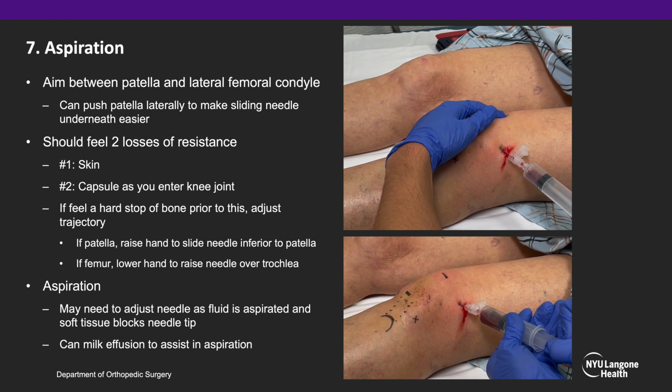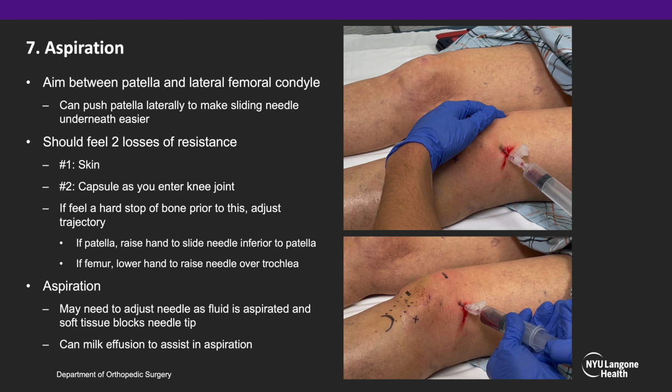You want to aim between the patella and lateral femoral condyle. To help, you can push the patella laterally to make sliding the needle underneath easier. When going in, you should feel 2 losses of resistance, first at the skin, and second at the knee capsule as you enter the knee joint. If you feel a hard stop prior to this, adjust your trajectory.